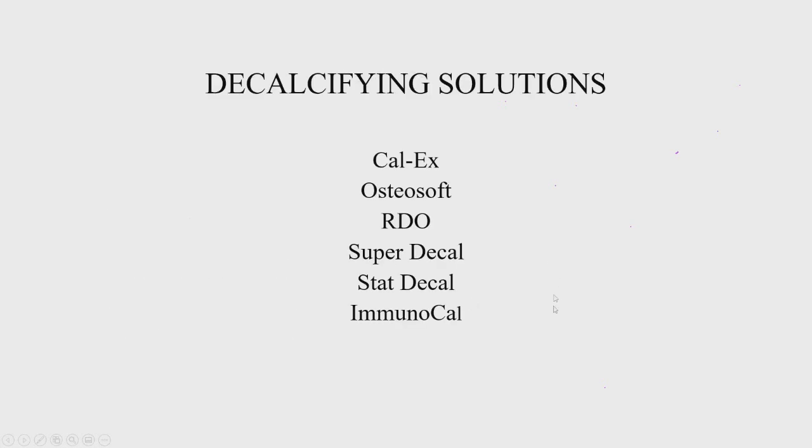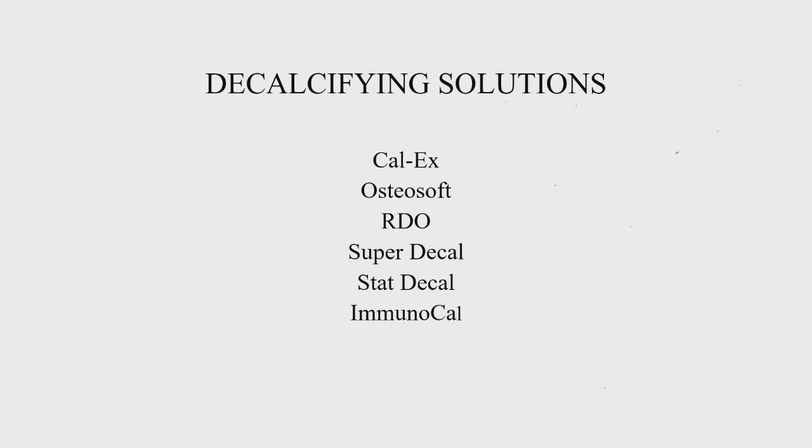Here are some examples of decalcifying solutions that are on the market, and certainly we're not promoting any one of these. All of these are very fine for specific applications. Calex, Osteosoft, RDO: very aggressive, very strong, but very effective. When you're talking about long bones or femur heads and so forth, it still has to be monitored. Super decal, stat decal, and they started coming out with these immunocal, these decalcifying agents that were very good and applicable for immunohistochemistry.